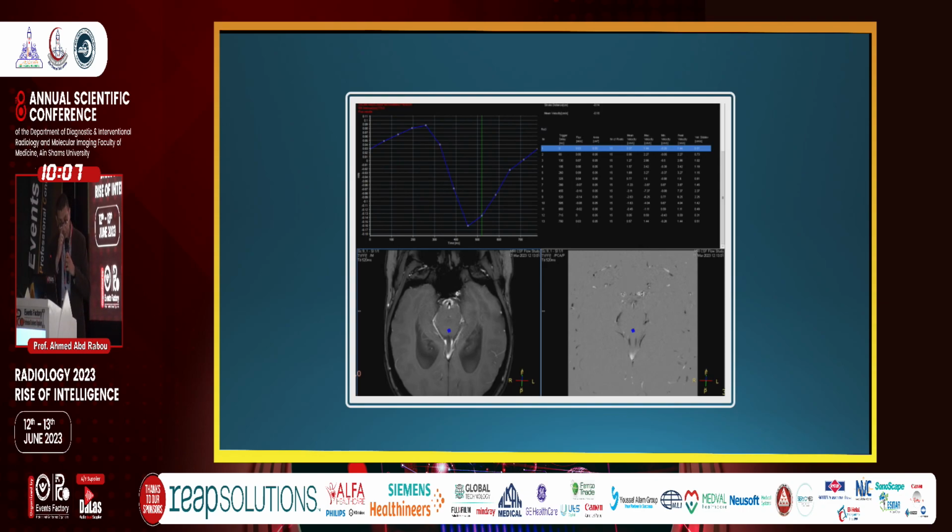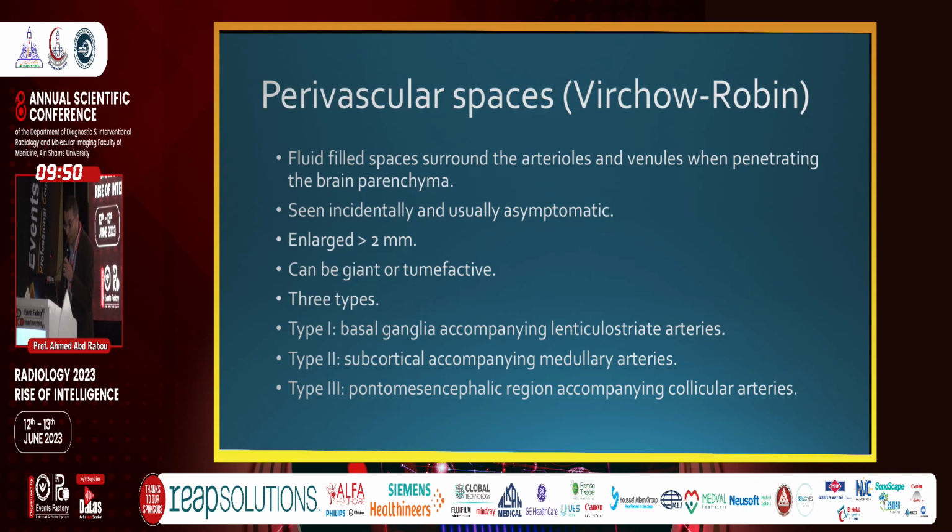Quantitatively, we can assess the CSF using what is called a CSF flow metric study, through measuring the CSF across the aqueduct of Sylvius, and it gives me numerical values regarding the CSF flow rate, flow velocity, and stroke volume. And now we have what is called the perivascular spaces. They're called Virchow-Robin spaces, and these are fluid-filled spaces surrounding the arterioles and venules when penetrating inside the brain parenchyma.